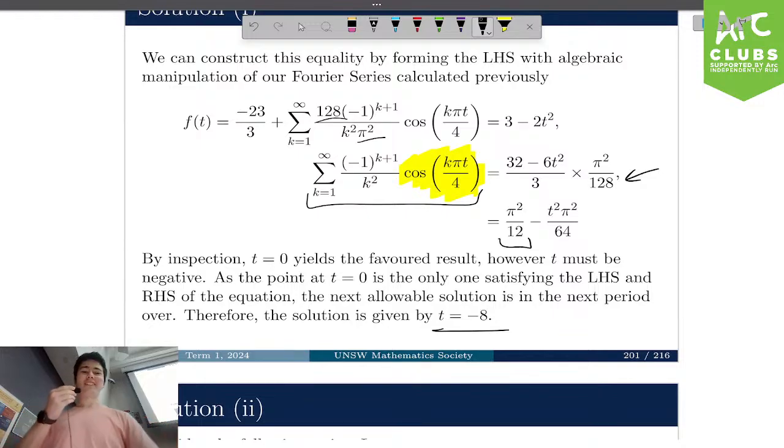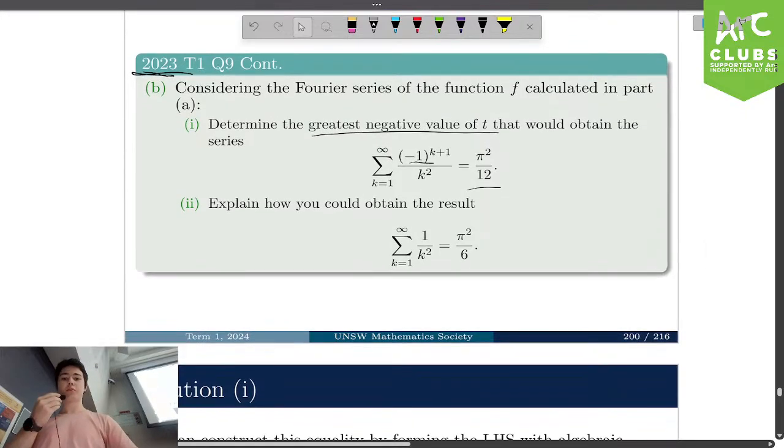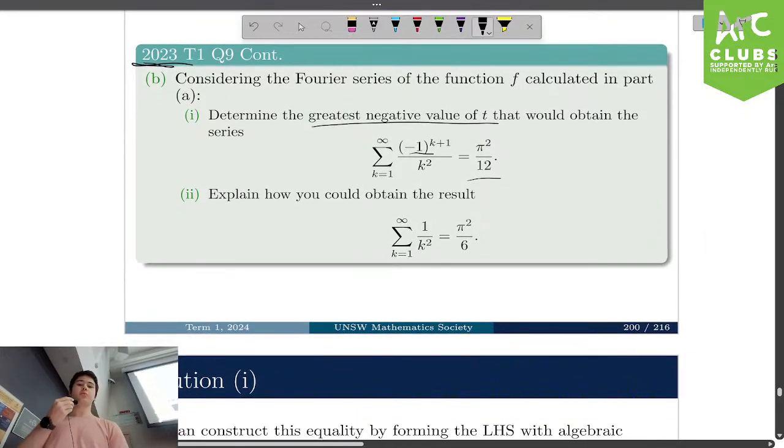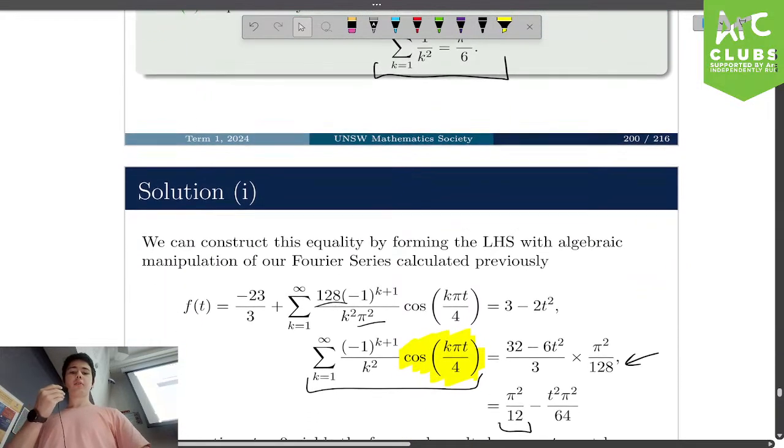Okay, nice. So we're now going to look at the second part of the question. The second part wants us to obtain the result of a famous identity, right? The sum of reciprocal squares is equal to pi squared on 6. How do we do this?